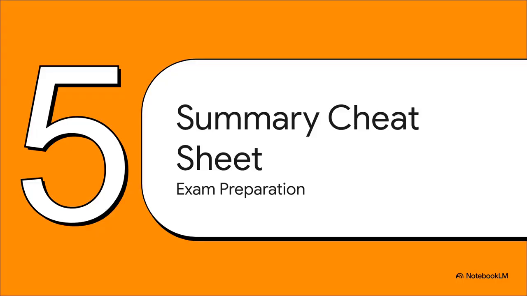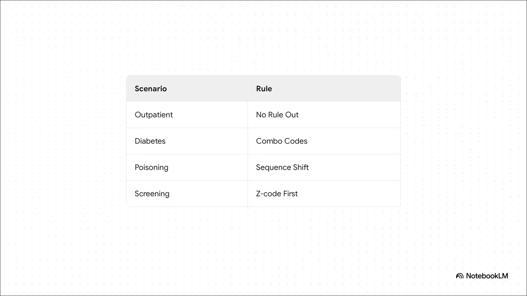Masterclass Summary Cheat Sheet. Wow, we have covered some serious ground today. Let's transition into a rapid-fire summary to really lock in these high-yield rules. Here's your rapid-fire visual recap. Outpatient means absolutely no rule-out codes. Diabetes requires combination codes. Please don't split them. Poisoning versus adverse effect is all about flipping that sequence. And for screenings, that Z code is always listed first. Feel free to grab a screenshot of this cheat sheet for your studies.